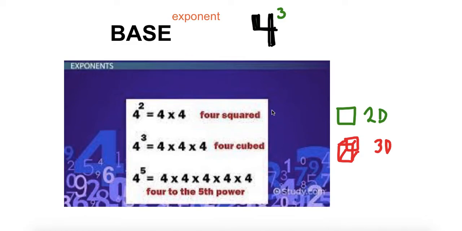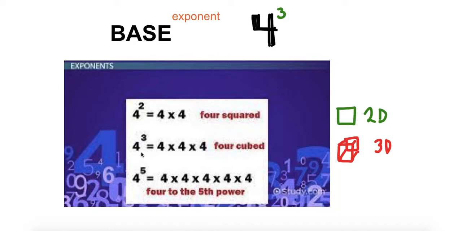Exponents this week. We started by talking about the base, which is the bottom number, and the little exponent, which is that small number at the top. So take a look down here. If it says 4 to the second power or 4 squared, that means 4 times 4. 4 is the base, and the exponent tells you how many times to multiply the base by itself.